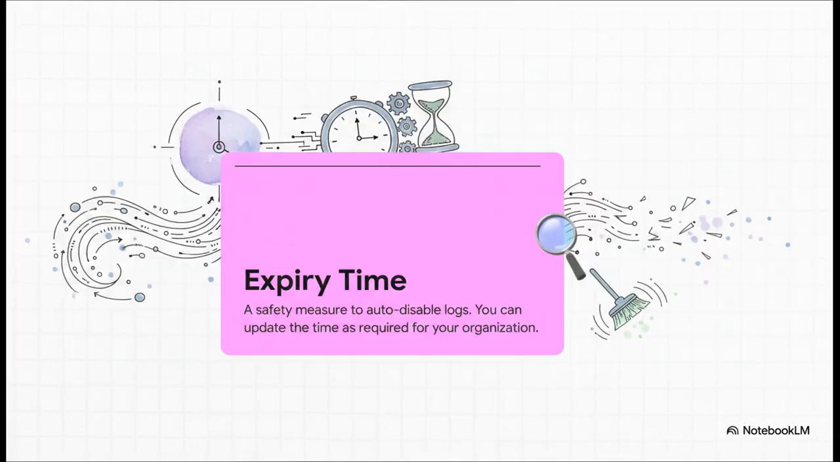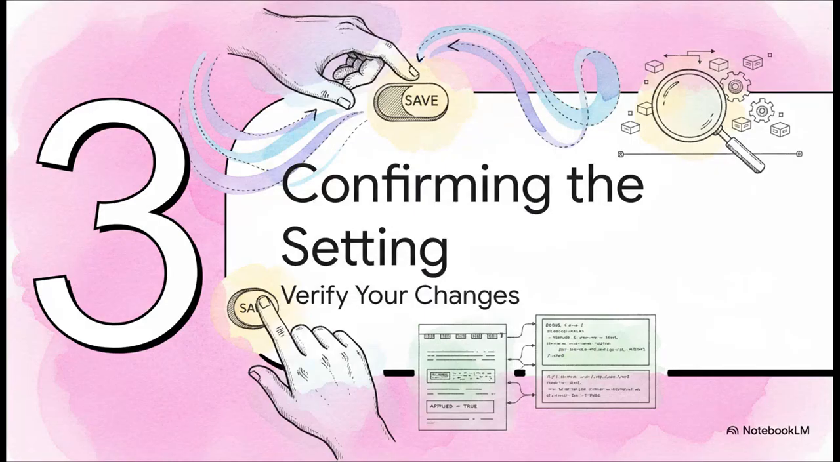That's it. Now, that expiry time setting is a really smart built-in safety measure. It basically makes sure that this detailed logging doesn't just run forever. It'll automatically shut itself off after the time you pick, which is just a great feature for keeping your system running smoothly.